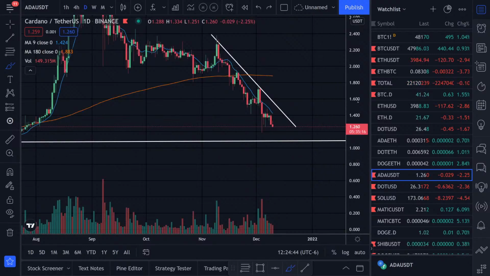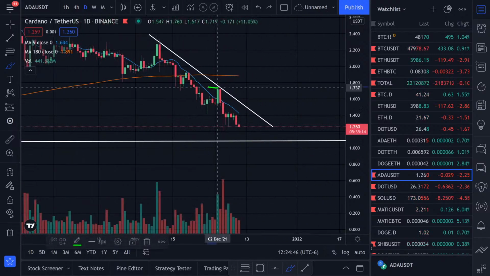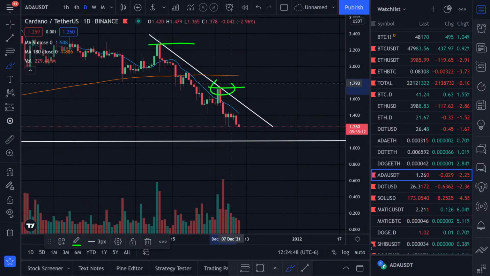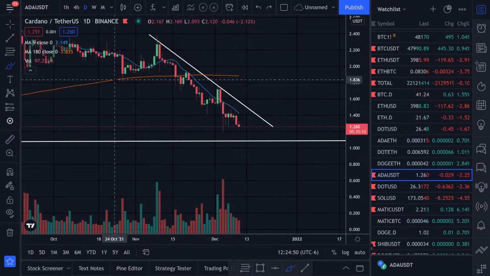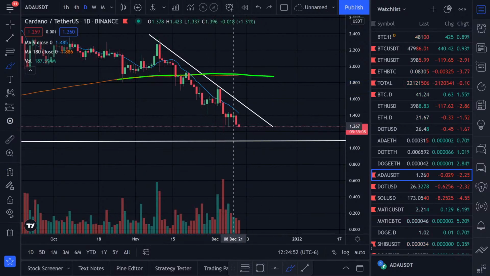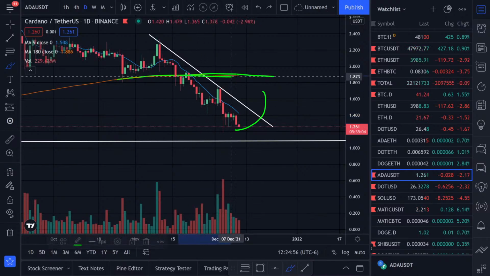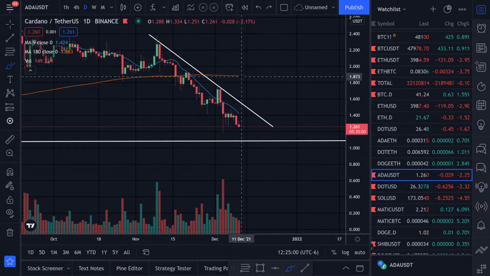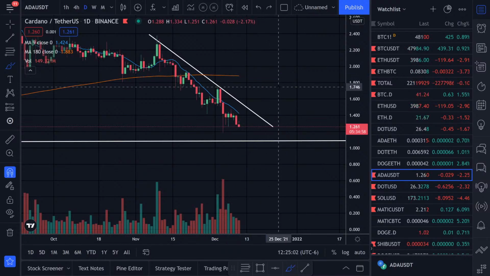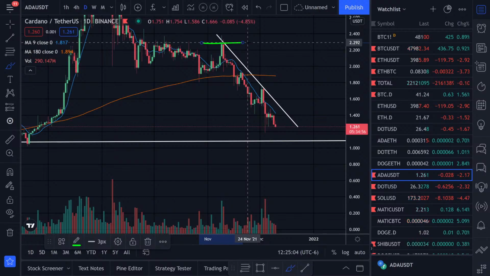Once we break up, then we can start looking at previous resistances, maybe right here, just to get some first targets. We have this 180 moving average that might give us some trouble if we break out. This is sitting at around 1.72. The 180 moving average is sitting at around 1.88. And then the top right up here is sitting around 2.92.